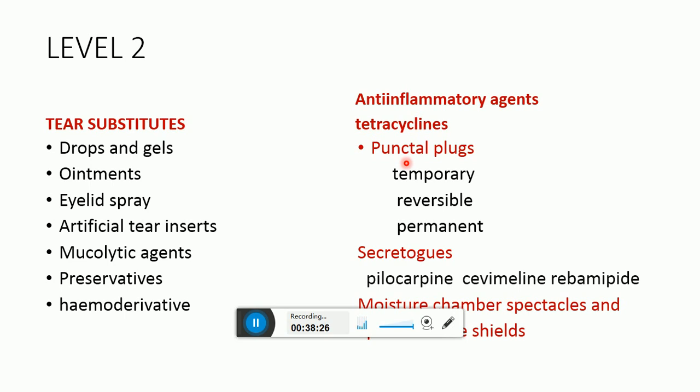Temporary occlusion can be achieved by inserting collagen plugs into the canaliculi. So collagen plugs are used. These dissolve over a number of weeks. The main aim is to ensure that epiphora does not occur following permanent occlusion. Initially, the inferior puncta are occluded and the patient is reviewed after 1 to 2 weeks. If the patient is now asymptomatic and without epiphora, the plugs can be removed and the inferior canaliculi permanently occluded.